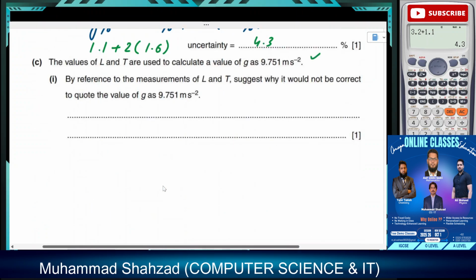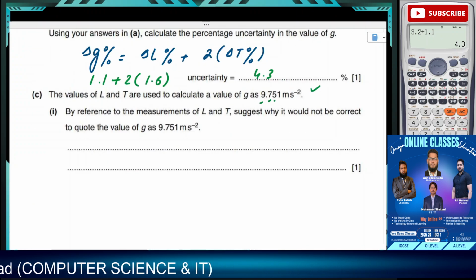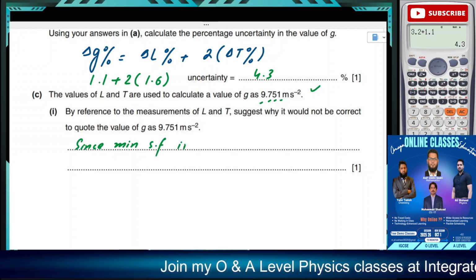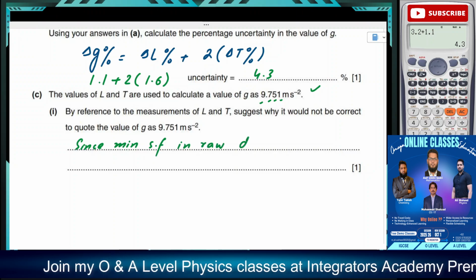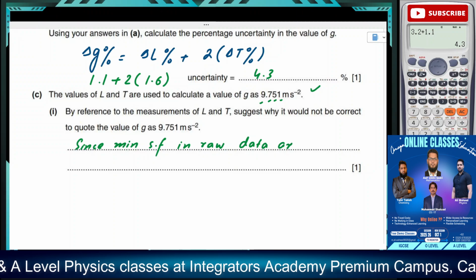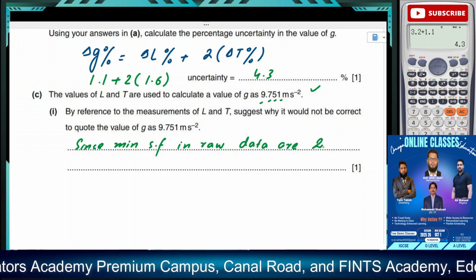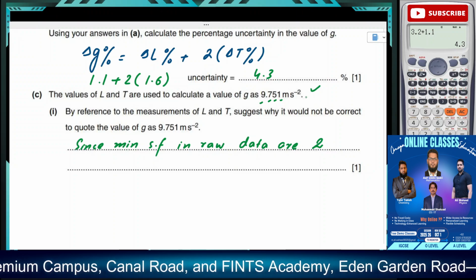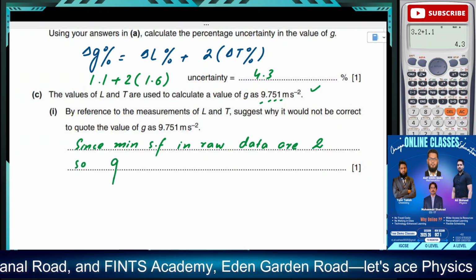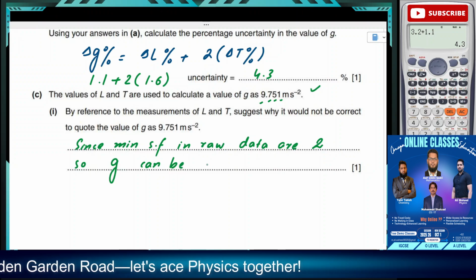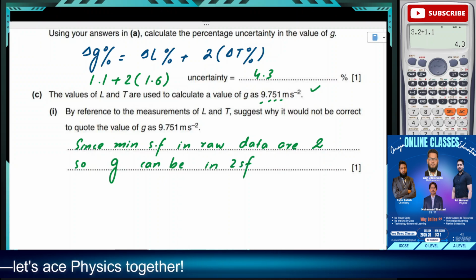But what is the given value? 1, 2, 3, 4. 4 SF is not possible. So since the minimum value in raw data has 2 SF, g can only be in 2 SF or 3 SF.